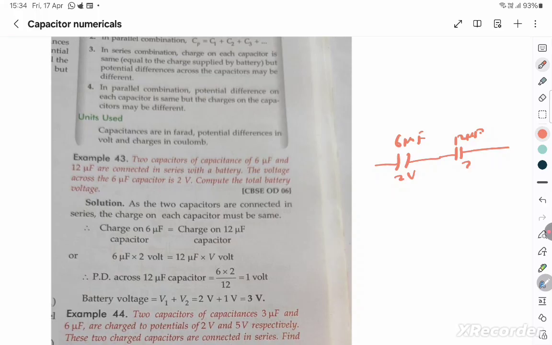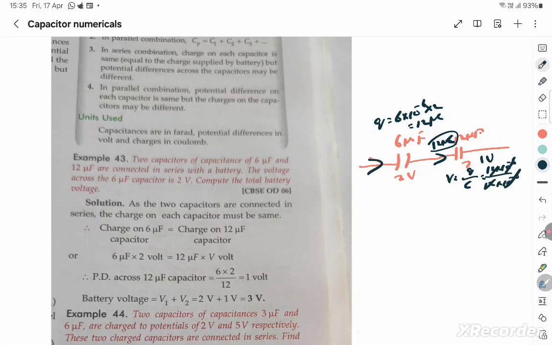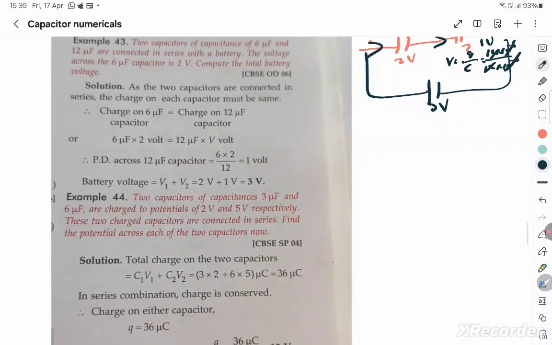total battery's voltage. Two capacitors 6 microfarad and 12 microfarad connected in series. You know the charge that flows through here will be the charge that flows through here, and you know that Q is equal to C into V, 6 into 10 to the power minus 6 into 2, which is 12 microcoulomb is what is going to flow through here. Once you know this charge, 12 microcoulomb, you can find out the voltage. V is equal to Q by C. So 12 into 10 to the power minus 6 by 12 into 10 to the power minus 6. So you know 1 volt, and therefore the total voltage should have to be 3 volts. That is going to be appearing across both together. So let's go to the next question.